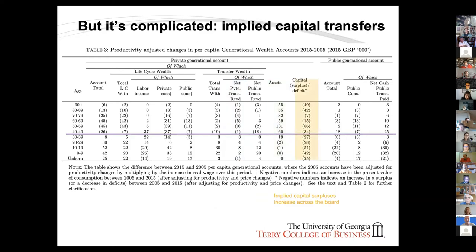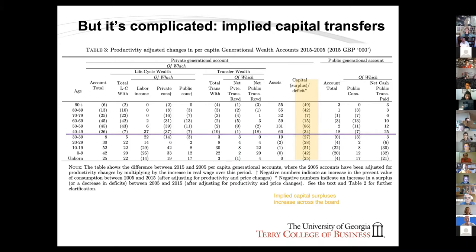And then overall, and this is where the capital transfers come in, what's happened is that the capital surpluses have increased dramatically for everybody across the board. And so what that means is that there's a much greater ability of the elderly to pass down capital to support the younger generations. And the younger generations have actually altered their consumption in such a way that they need less in order to sustain their consumption.